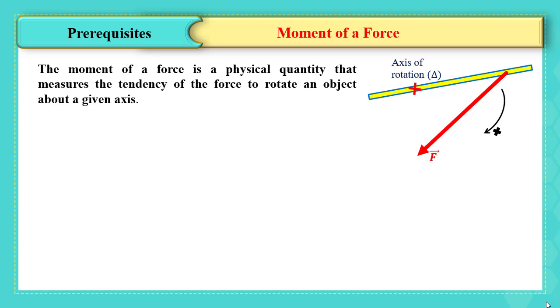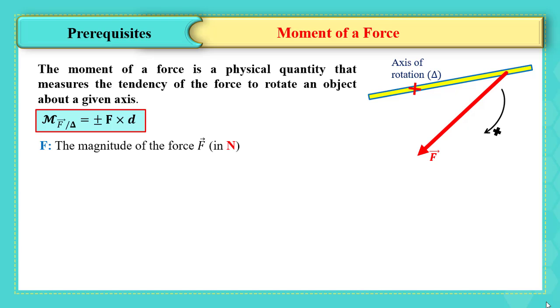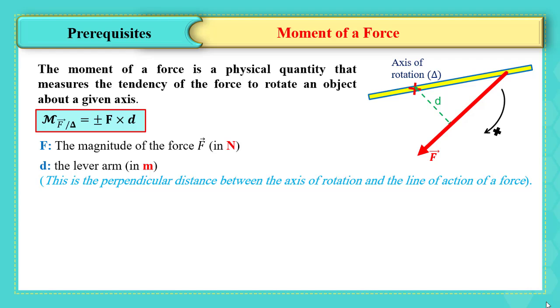The moment of this force is given by plus or minus F times d, such that F is the magnitude of the force in Newton, d is the lever arm, which is the perpendicular distance between the axis of rotation and the line of action of the force. The moment is the moment of the force with respect to delta in Newton meter.